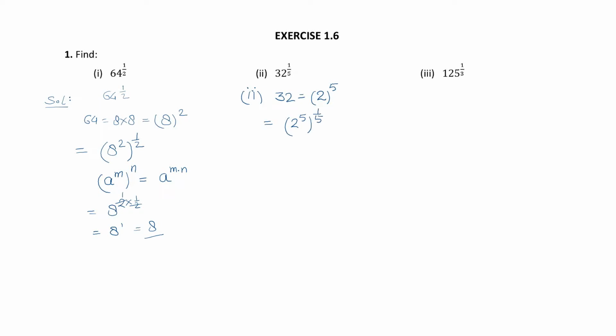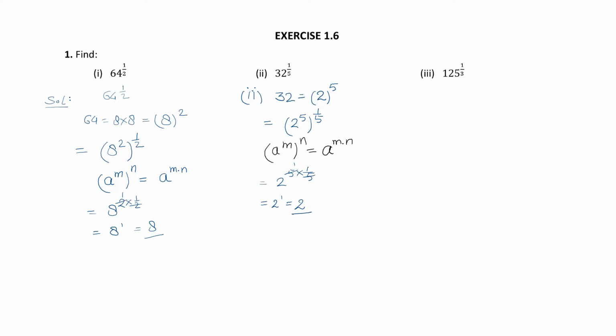So again we will use the identity (a to the power m) to the power n. तो हम क्या करते हैं, पावर को गुणा कर देते हैं, मल्टीप्लाई कर देते हैं. So here we will get 2 की पावर 5 into 1/5. 5 बन जा 5. So here we will get 2 to the power 1, that is equal to 2. So next one is 125 की पावर 1/3.